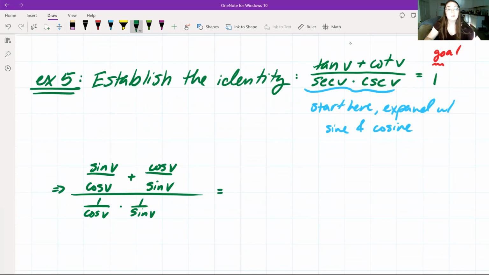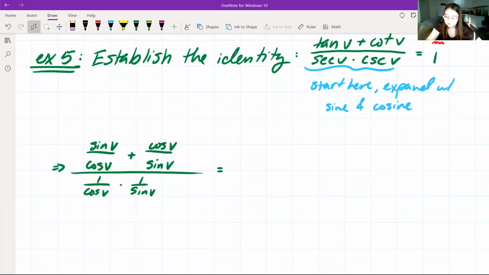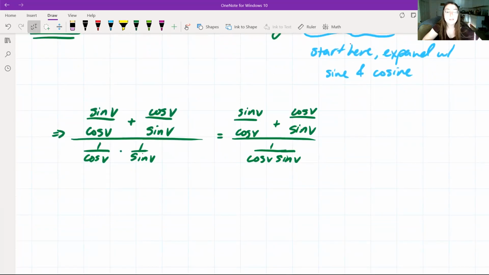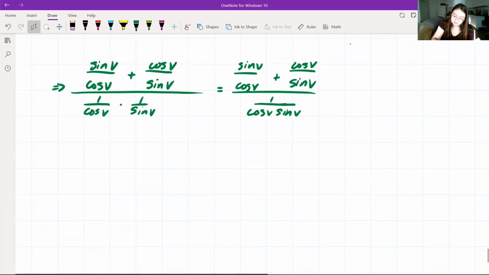So we want to simplify this as much as possible. So our numerator is going to stay the same, sine v over cosine v plus cosine v over sine of v, all divided by 1 over cosine of v times sine of v. And now what we really want to do is combine our terms in our numerator. So we're going to have to multiply by 1. And let's bring this down to the next line here. It'll be a little long.